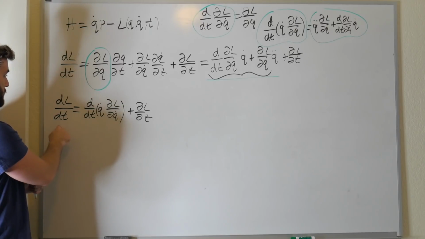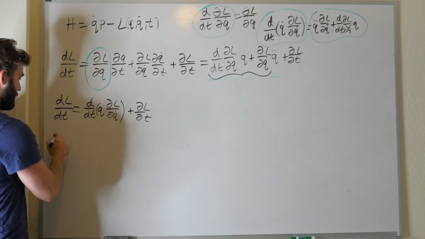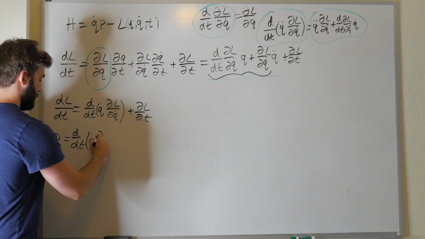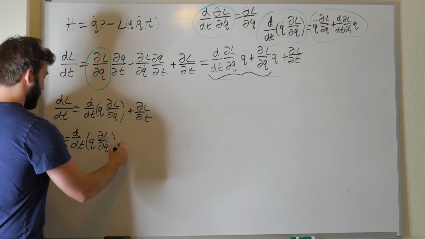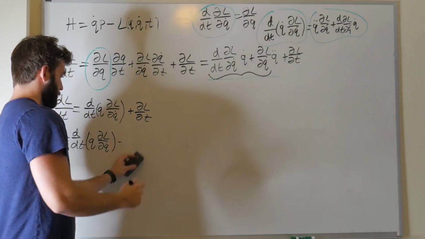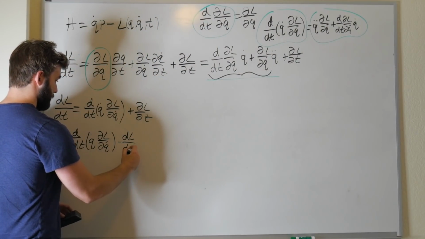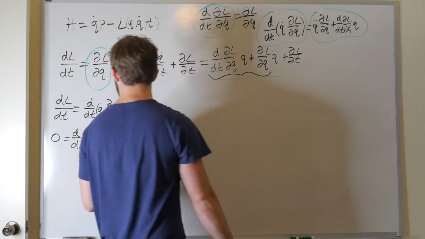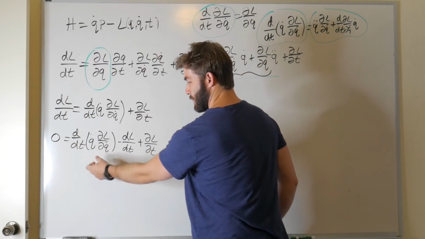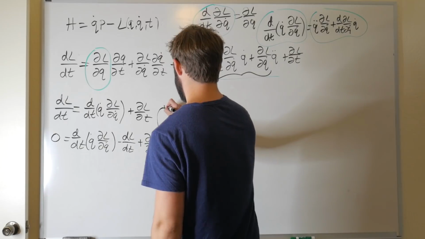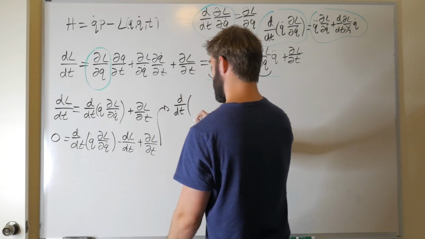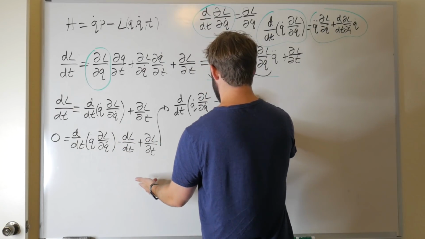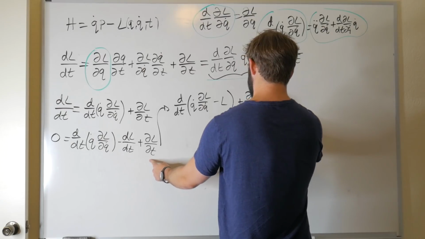The next thing I want to do is subtract this total derivative over to the right-hand side. So that tells us that 0 is equal to d/dt times q dot dL/dq dot minus, oh, this is a total derivative, dL/dt, plus dL/dt. These are not the same derivative. You can't just cancel them out. But since these both are total time derivatives, we can factor out that time derivative and write d/dt of q dot dL/dq dot minus L, plus dL/dt is equal to 0.